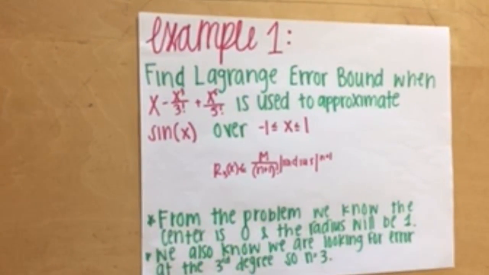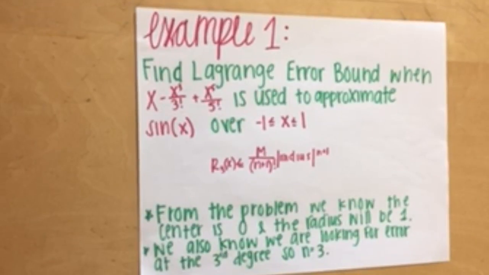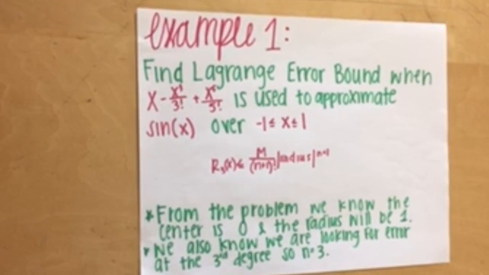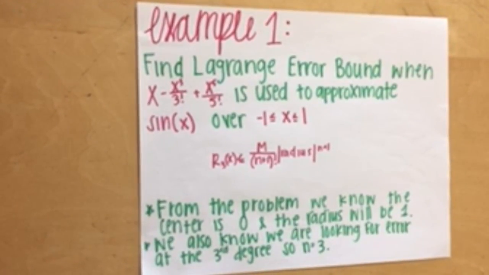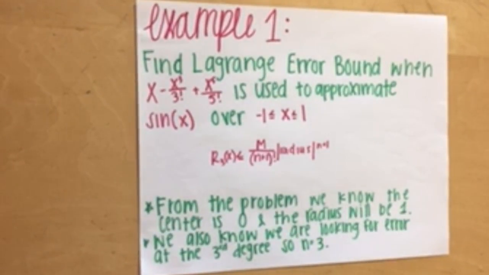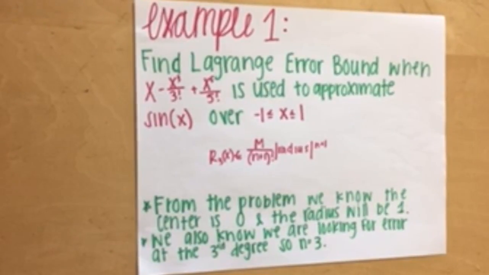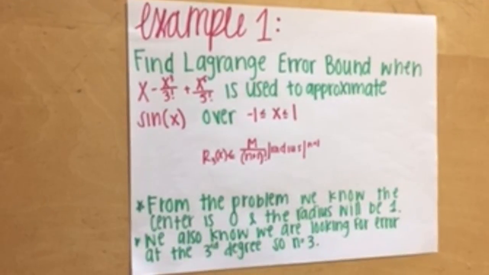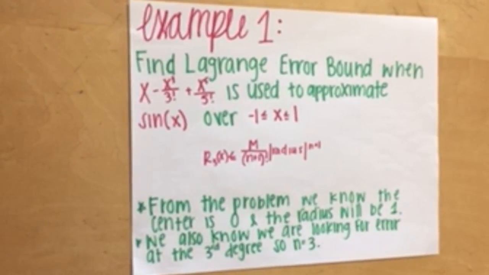Example 1. Find the Lagrange error bound when x minus x cubed over 3 factorial plus x to the fifth over 5 factorial is used to approximate sine of x over -1 to 1. From this problem, we already know the center is 0 and the radius will be 1. We also know we are looking for the error at the third degree, so n needs to equal 3.